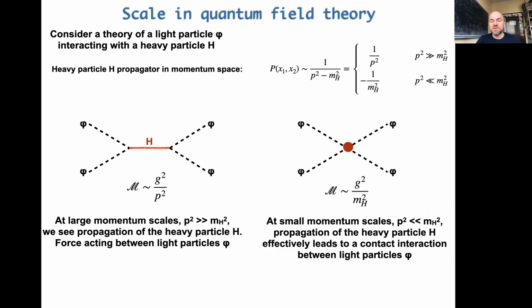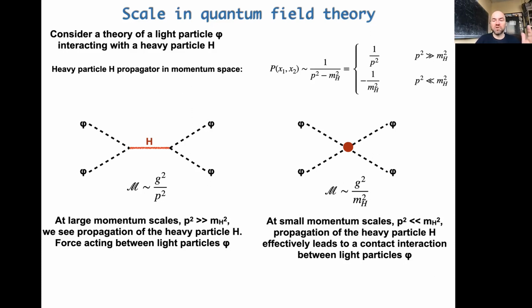This is even more intuitive, or simpler to represent, in the momentum space. In the momentum space, the propagator of a particle is given by 1 over p squared minus m squared. So it will be 1 over p squared at large energy, so at small distance scales, or it will be minus 1 over mh squared at small p squared, that means at long distance scales.